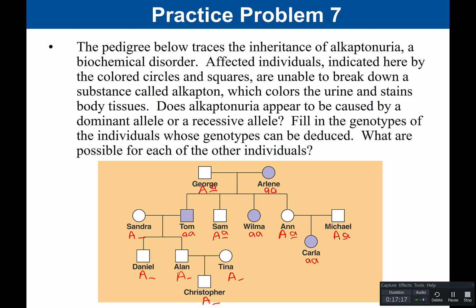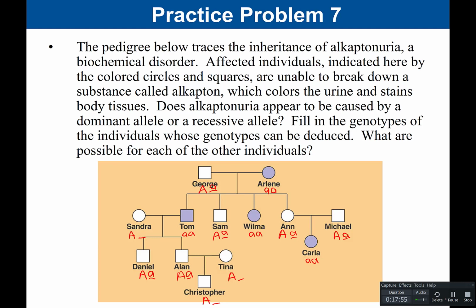Now let's make our way over to Sandra and Tom. Let's first start with Daniel and Alan. Daniel and Alan are kids of Sandra and Tom. Do we know Daniel and Alan's second allele? The answer is yes, because look at their dad, Tom. Their dad, Tom, is little a, which means that the dad always gives a little a. So we know that Daniel and Alan's second allele has to be a little a.